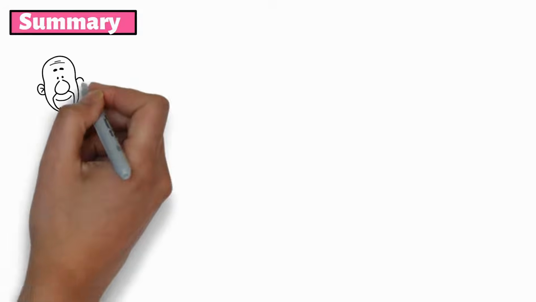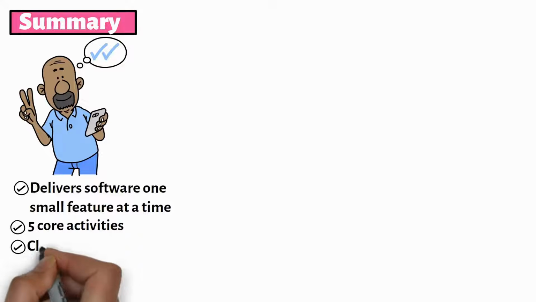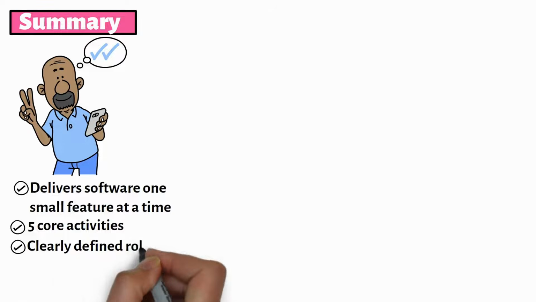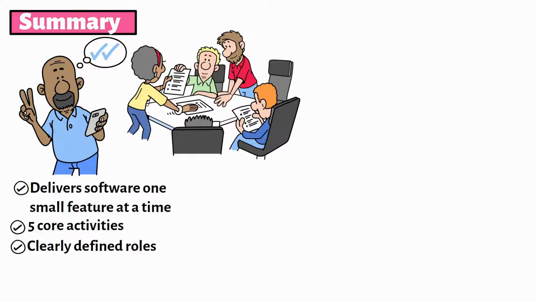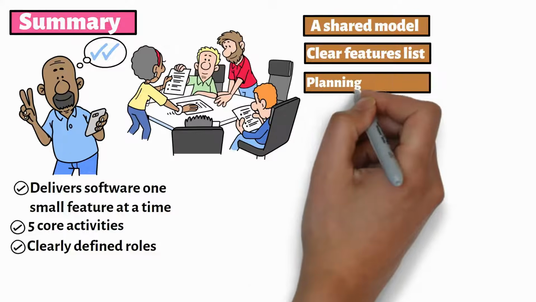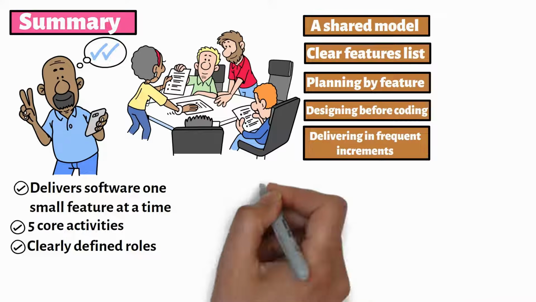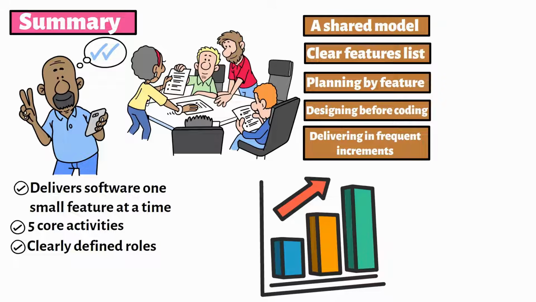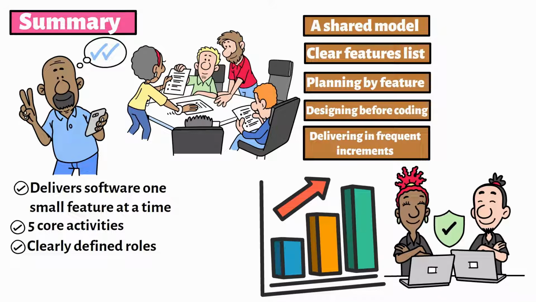To recap, feature-driven development delivers software one small feature at a time. Its 5 core activities and clearly defined roles help teams stay organized and maintain quality on large projects. By building a shared model, creating a clear features list, planning by feature, designing before coding, and delivering in frequent increments, teams can grow a system predictably while still adapting to change. If your team needs an Agile method that supports structure, consistency, and steady progress, FDD is worth considering.